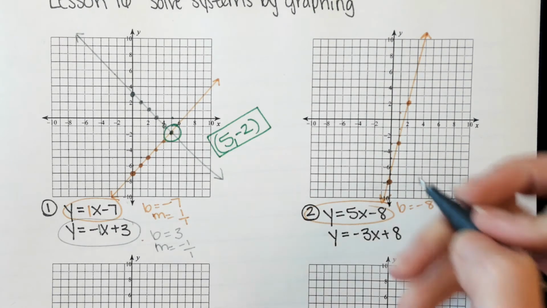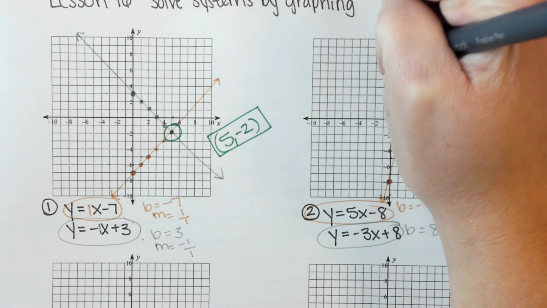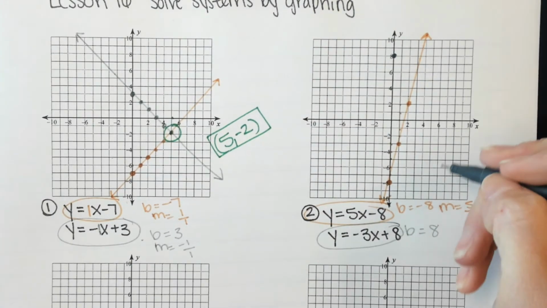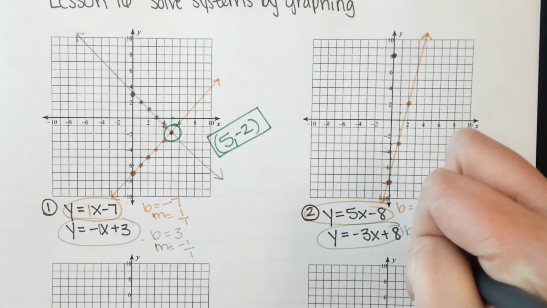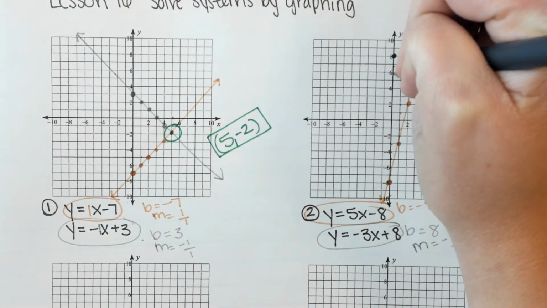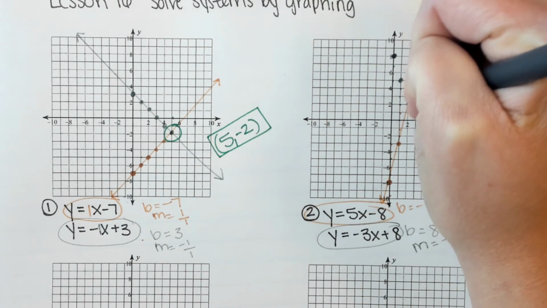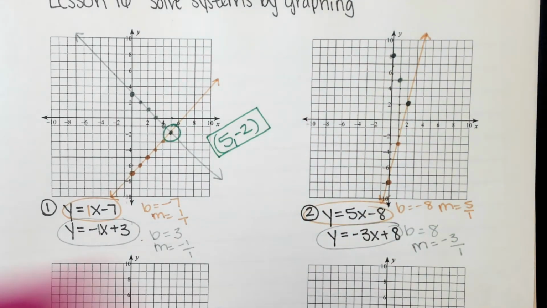Okay. Now my second one, my y-intercept is 8. So I'm going to go to +8. And my slope is -3, so it's -3 over 1. So I'm going to go down 3 over 1, down 3 over 1. And they do run into each other.